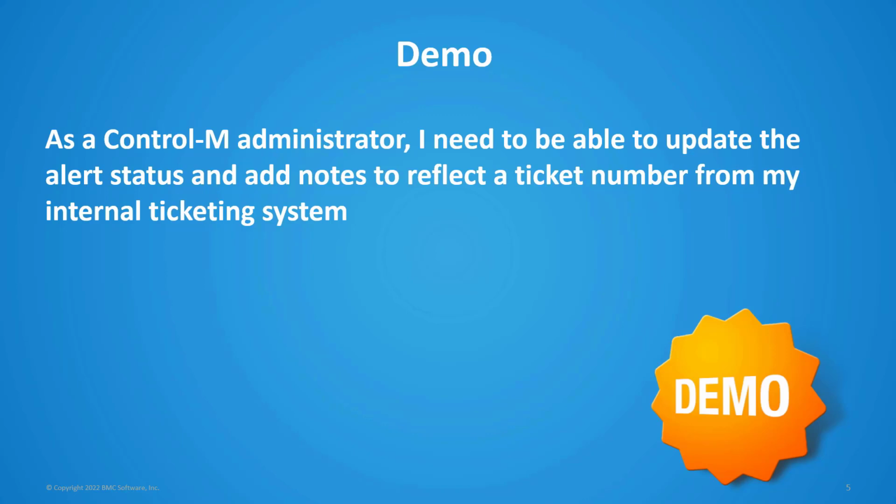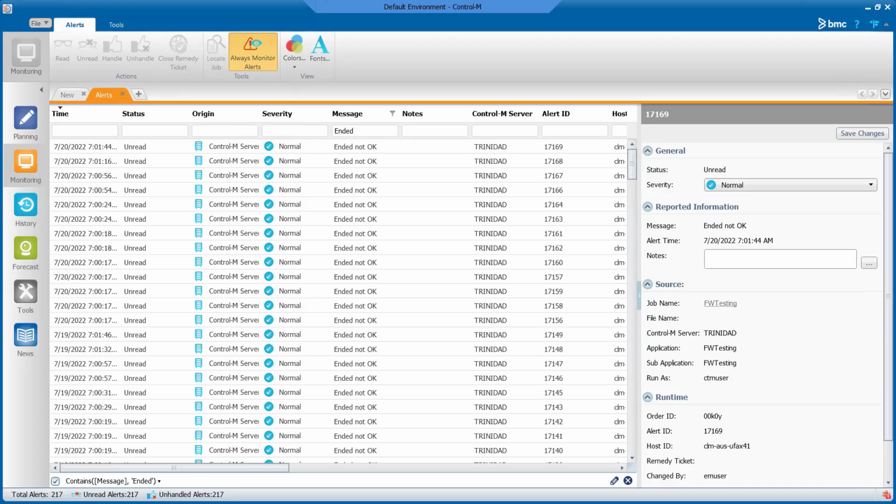As a Control-M administrator, I need to be able to update the alert status and add notes to reflect the ticket number for my internal ticketing system. Adding notes to an alert is something that you can currently do while logged into the client. There is a notes field that you can update with text, and there are also other actions you can take with the alert as well.